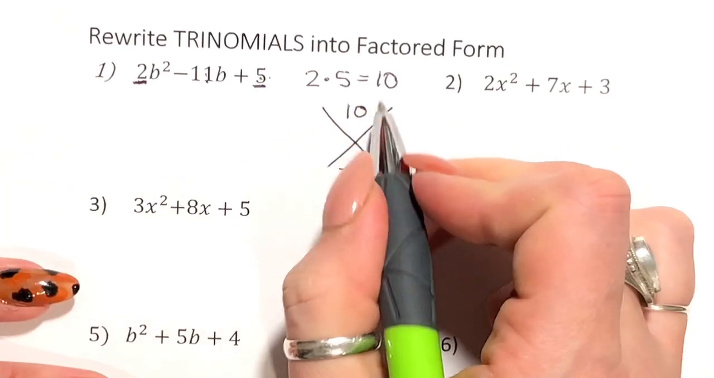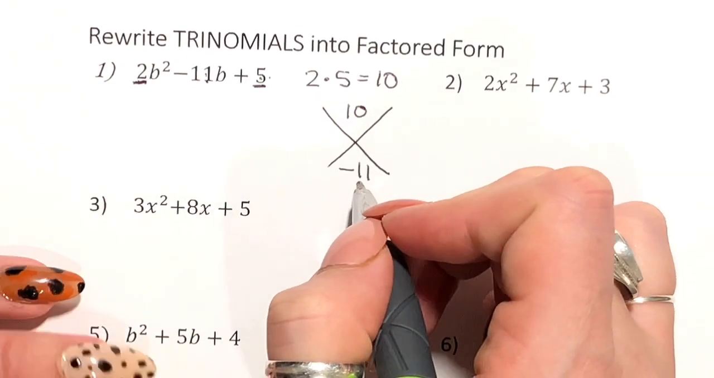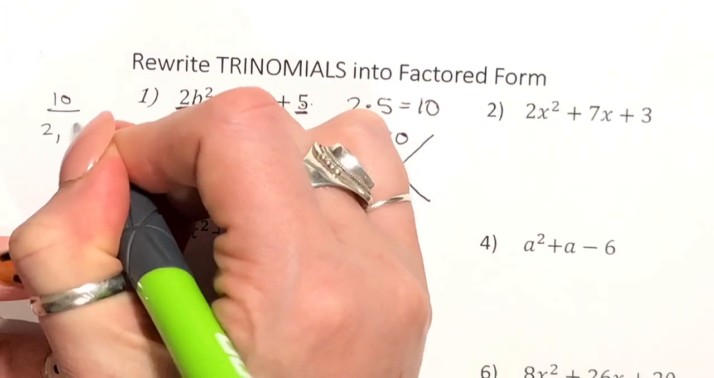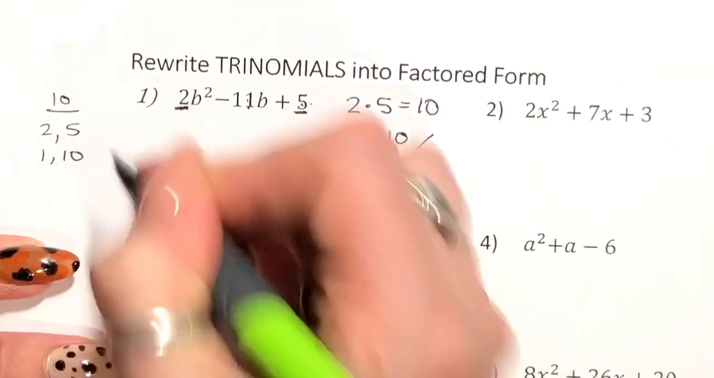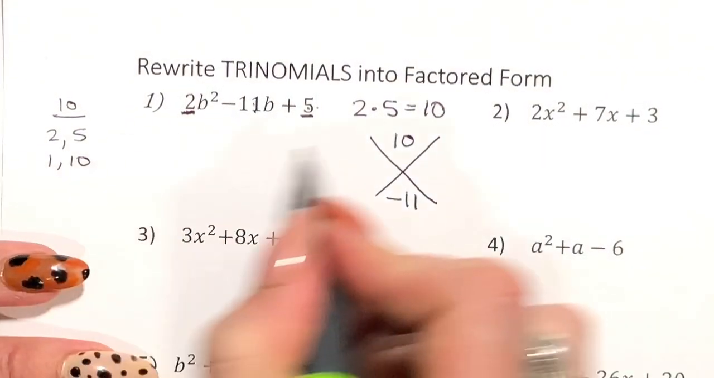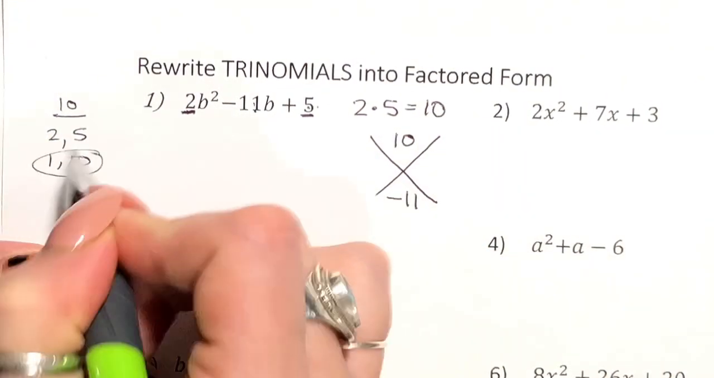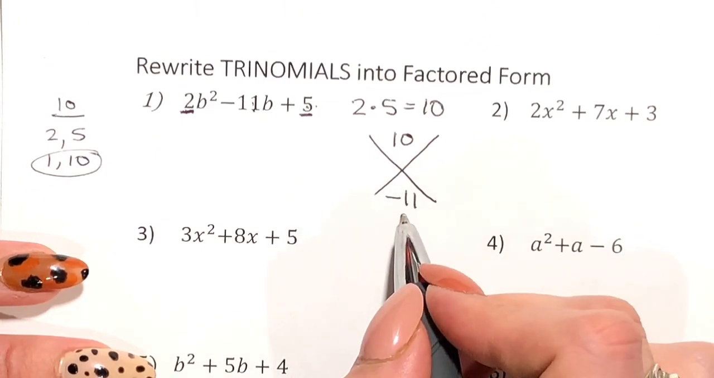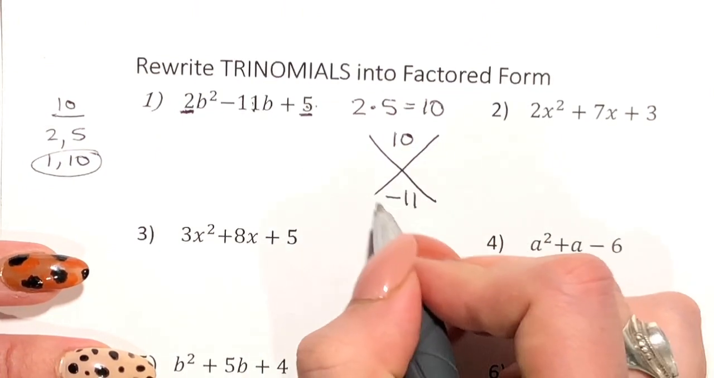We're trying to think of factors of 10 that will make 11. Our factors of 10 are 2 and 5, and 1 times 10. So we want to pick the pair that will give us 11, which is going to be 1 times 10. We do have different signs here though, so we want them to add up to be a negative 11.